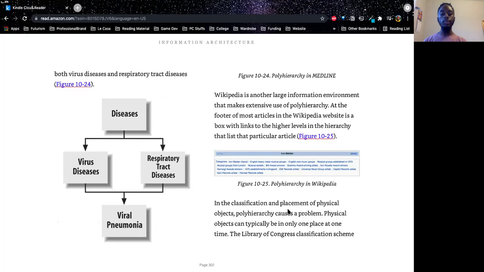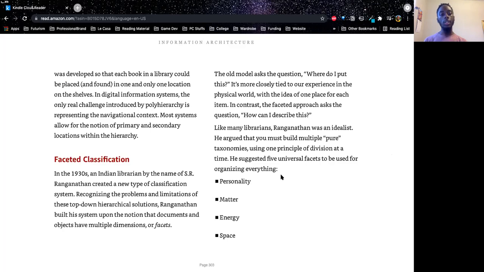So that's interesting, the fact that polyhierarchy is just impossible or not really easily done with physical things, and that's how a lot of information architecture was organized before the age of computers. But now that we have computers, you can just copy any piece of data and put it anywhere. You can easily have something that's located in different areas and things like that. So that is an interesting aspect.